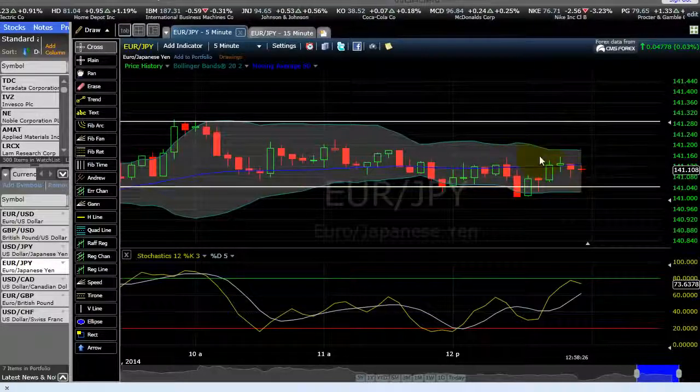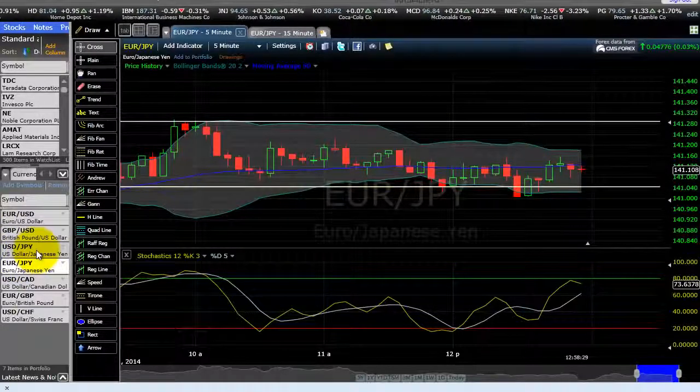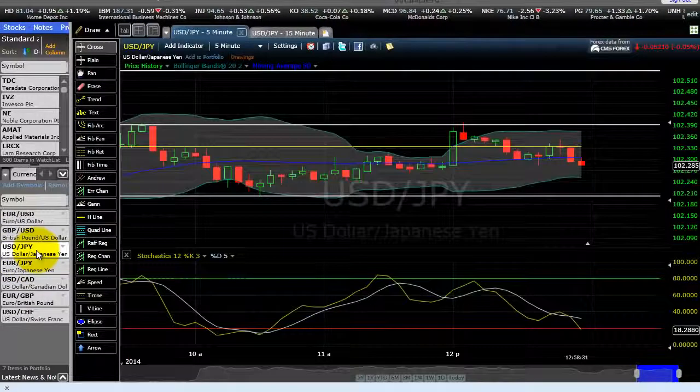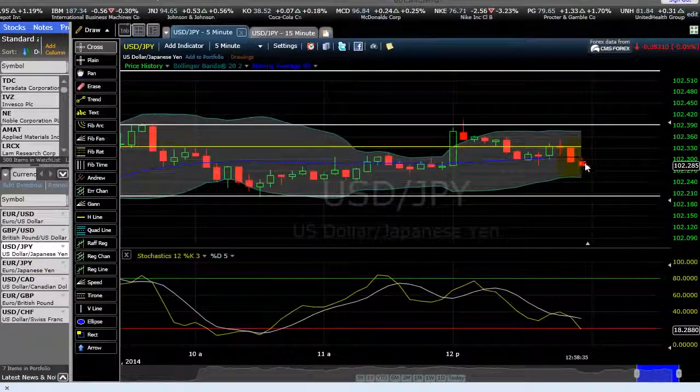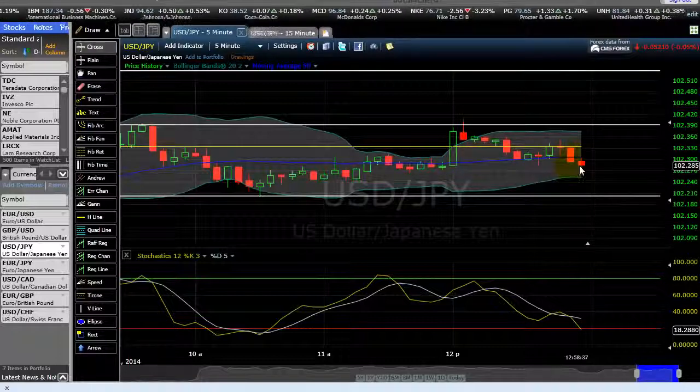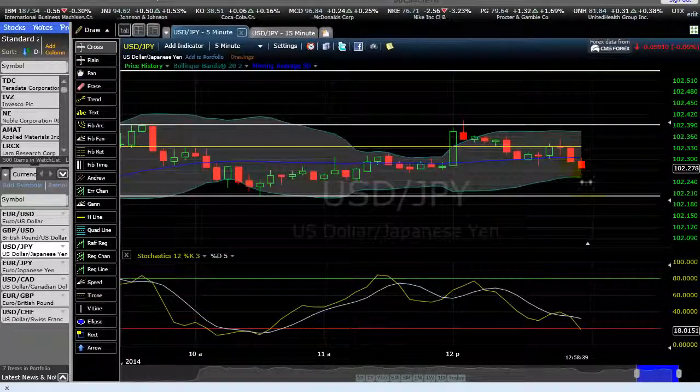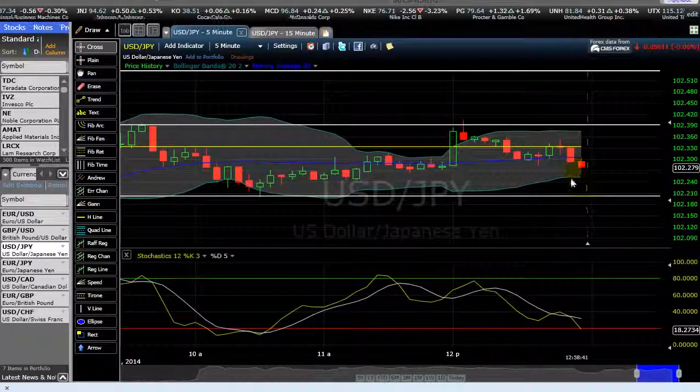Now, Europe Japan, we're going to stay away from that one for the moment because it's pretty much in the center. You kind of don't know where it's going to go. This one's actually looking pretty good, USD Japan. It looks like it's heading down, and we may be able to get it back on an uptrend.